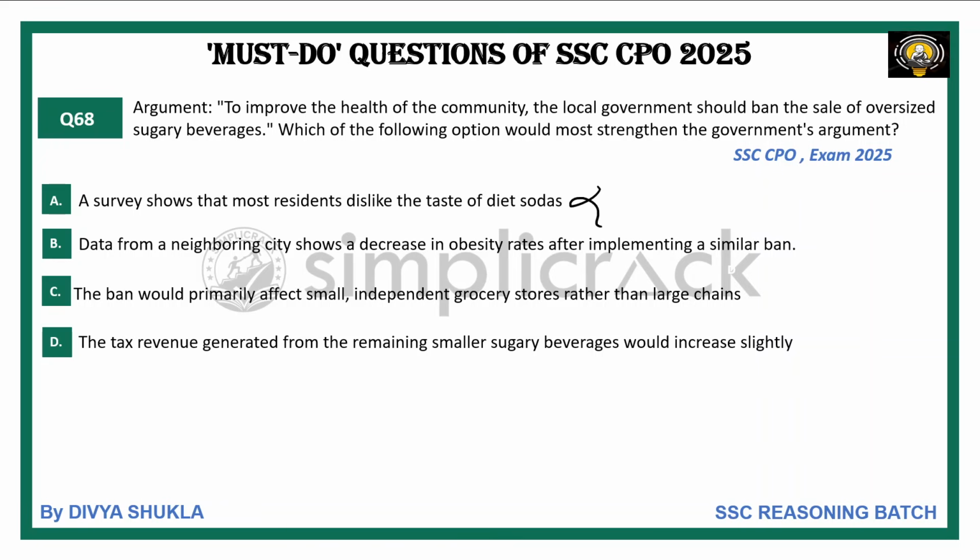Data from a neighboring city shows a decrease in obesity rates after implementing a similar ban. Yes, this is correct. It is real world evidence which shows the same policy worked elsewhere. If this policy has worked somewhere else, then people are also requesting that the government implement the same strategy here, so that you can see a decrease in the obesity rate. I hope this is clear.